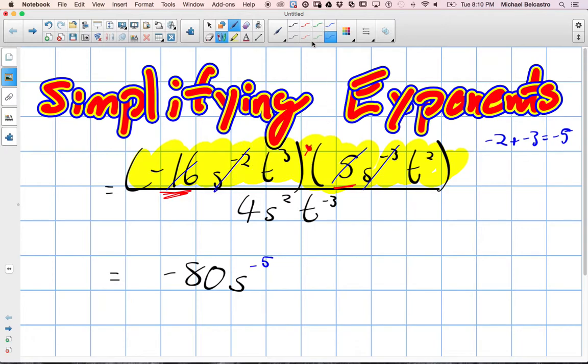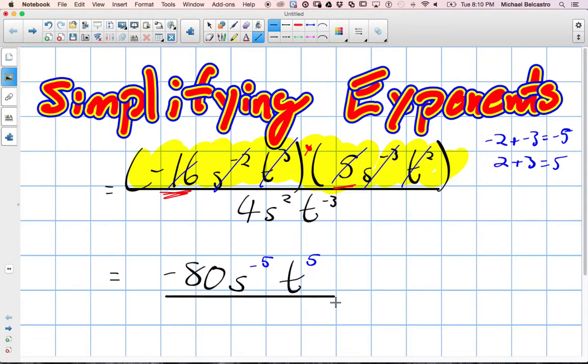And finally, t. We're going to have base t because t is in both. Same idea, but this time it's 2 plus 3, which is 5. So t to the 5. Good. So now that we've simplified those all into one term, we have negative 80 s to the negative 5 t to the 5 over 4 s to the 2 t to the negative 3.